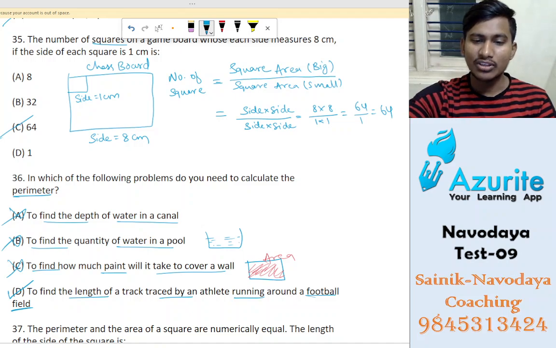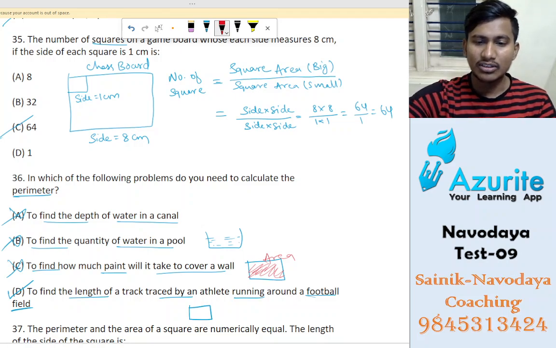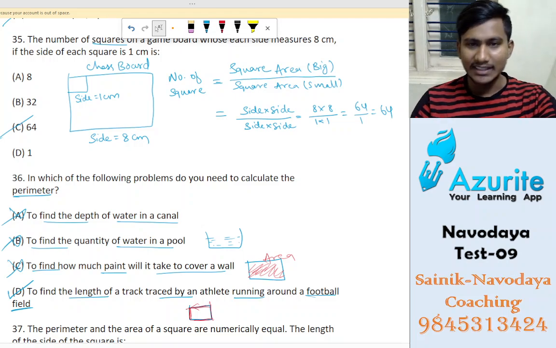So he will run on the what? Perimeter. That is the boundary. He will run on the boundary, right? He will run on the boundary here. Okay. He will run like this, right? So that is why we have to find the perimeter there. Okay. So answer will be option D.